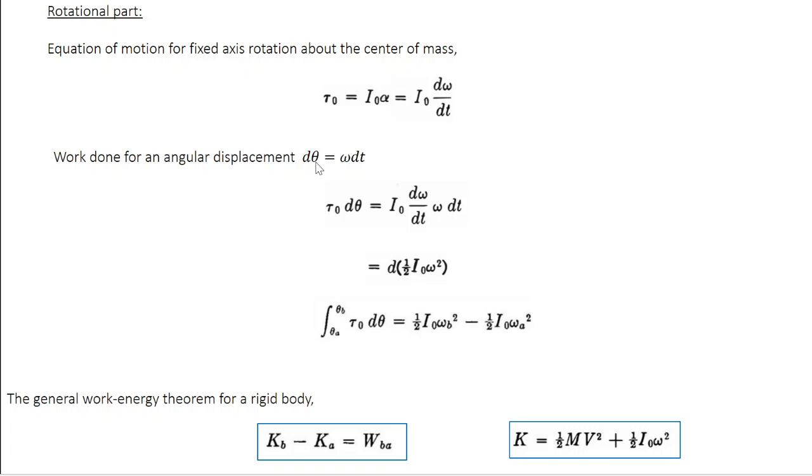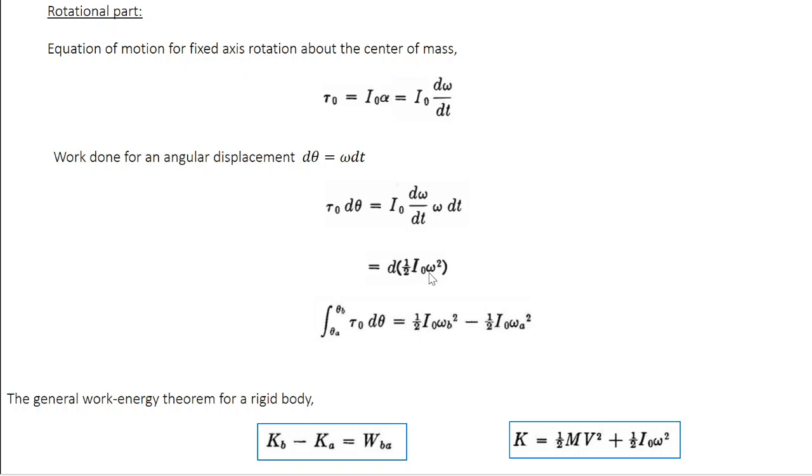So I can write d theta equal to omega dt. Now the work done for this displacement is tau naught into d theta, which is I naught d omega by dt multiplied by omega dt. On the right hand side, I can write it as the derivative of half I naught omega square.